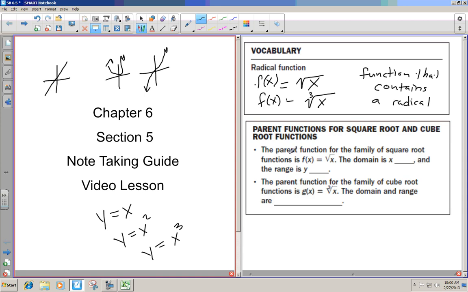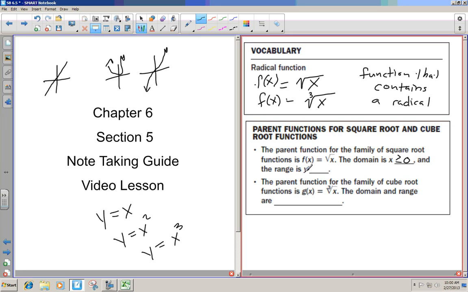So this parent function, the parent function for the family of square root functions, the domain is x greater than or equal to 0, and the range of y is also greater than or equal to 0. What this means, we've talked about domain in the past. You cannot have an even root of a negative number. So what we've done in the past when we've said like x plus 2, all right, this is a child function of this parent function. So we've just said that this is greater than or equal to 0. The domain then changes to be that. This is how this is set up for the domain and range.